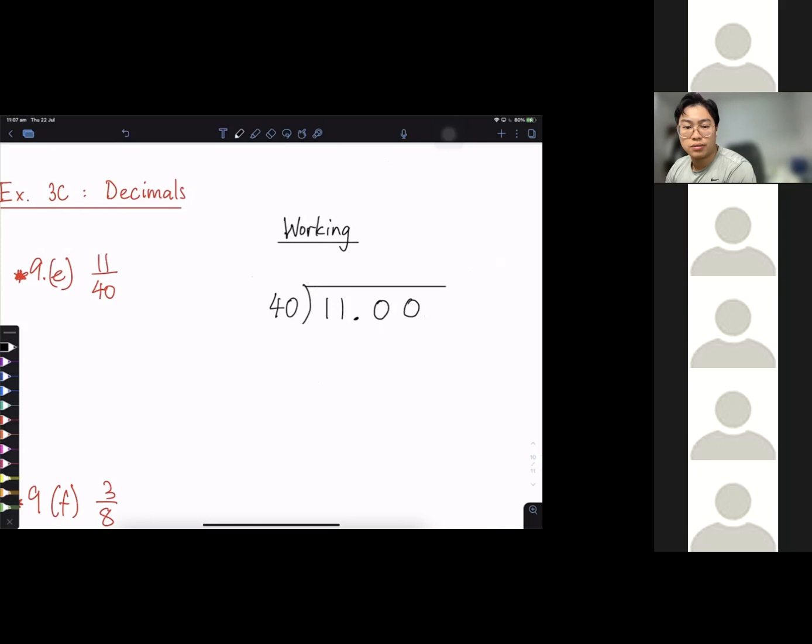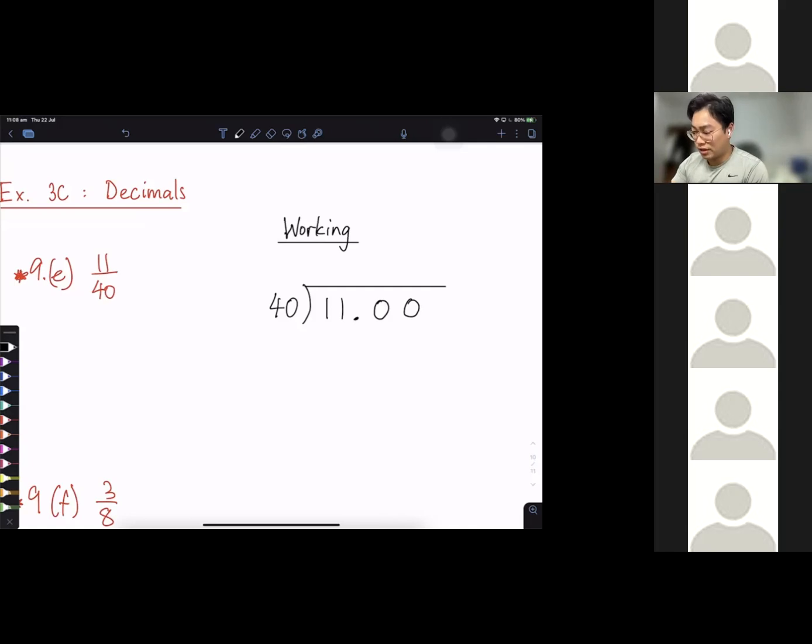Now, that 40 there seems a bit big, right? But let's... should we try to work with it, or should we cut it down? Do you want to try cut it down? Yeah, but how?